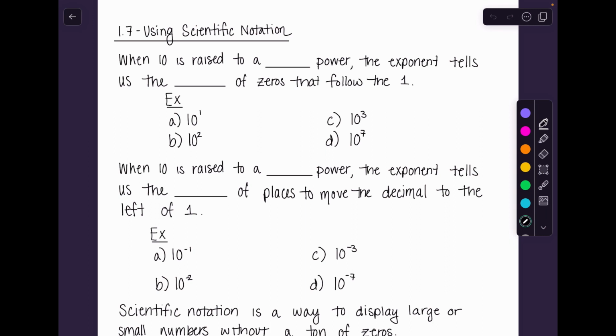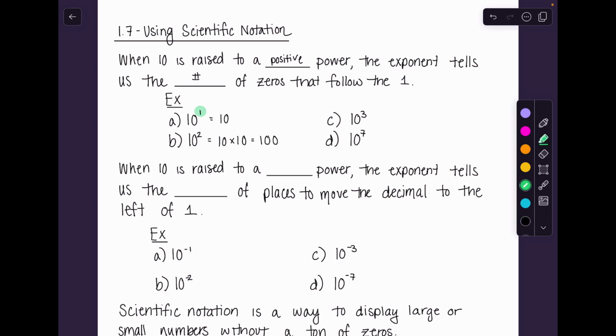So we're going to see some rules that follow as a result, because we know that the power, or the exponent, is telling us how many times we're multiplying 10. So when 10 is raised to a positive power, something nice happens. The exponent really tells us the number of zeros that follow the 1. To give you some examples, if we do 10 to the first power, that means you take 10 and multiply it by itself once. So you really just have 10. 10 to the second power is 10 times 10, which is 100.